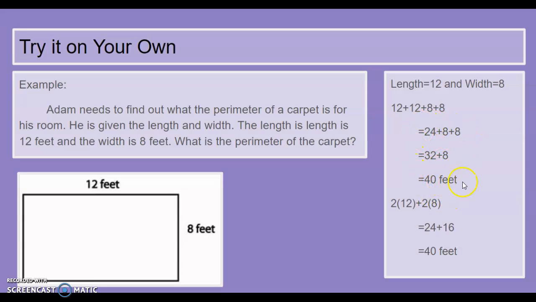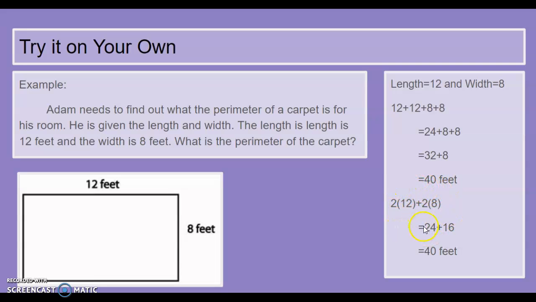Now the reason why I'm breaking it down is so it doesn't look overwhelming. When you look at this, all you see is a bunch of numbers. But when we break it down, it makes it easier for us, and it allows you to show your work.